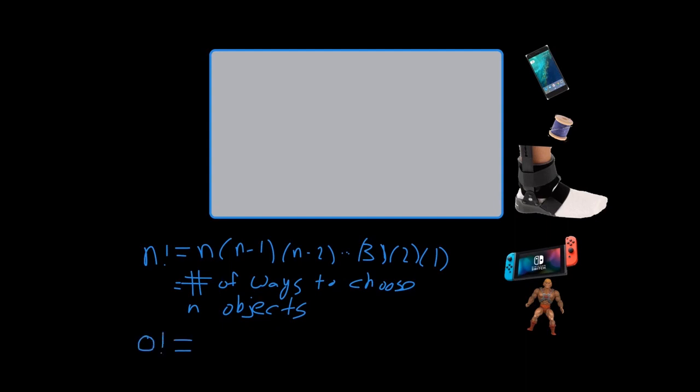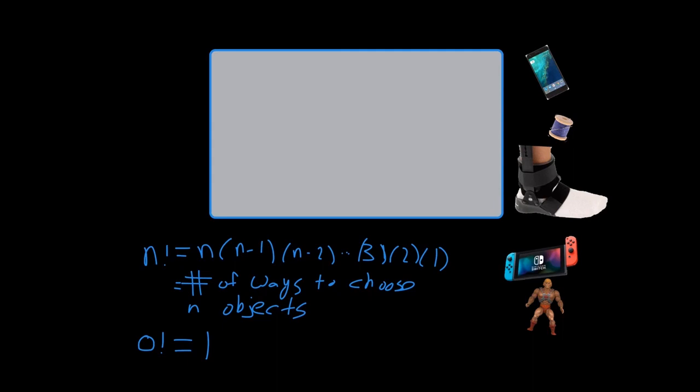Well, think of it like this. I have nothing on this table. How many ways can I pick up 0 objects? And the answer to that question is 1. There is 1 way that I can pick up 0 objects. And that 1 way is I don't pick up anything. So 0 factorial is equal to 1.